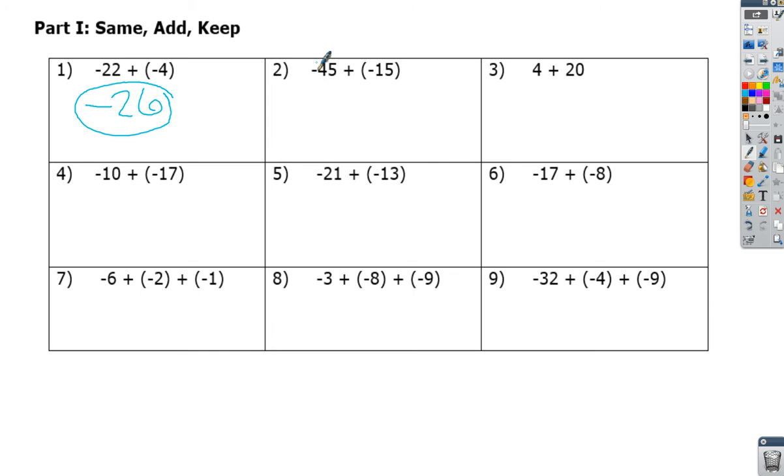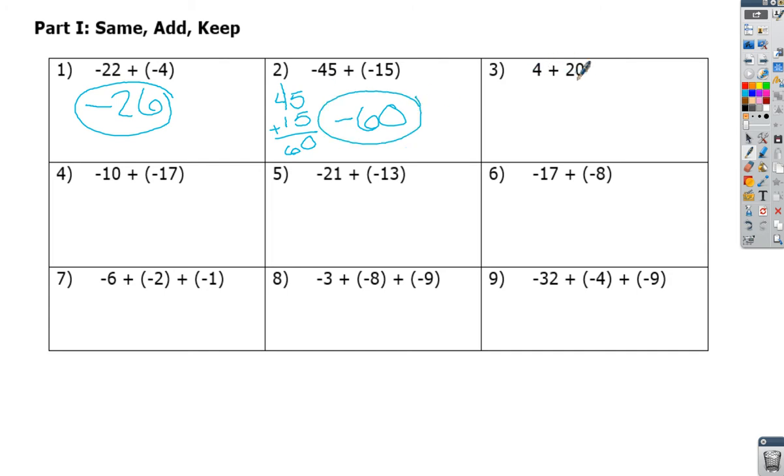Now we have -45 plus -15. Again, when the signs are the same, we add and keep the sign, so we'll have 45 plus 15. So we get 60. We're not done yet, because when the signs are the same, we add and keep our sign. Both of our signs are negative, so we have a -60.